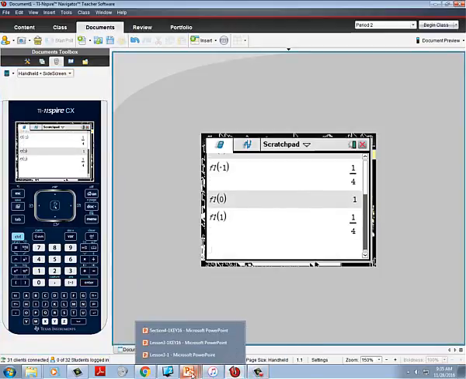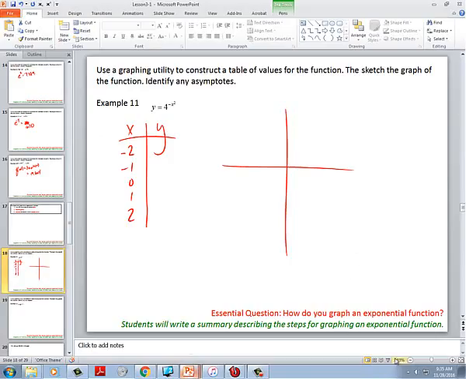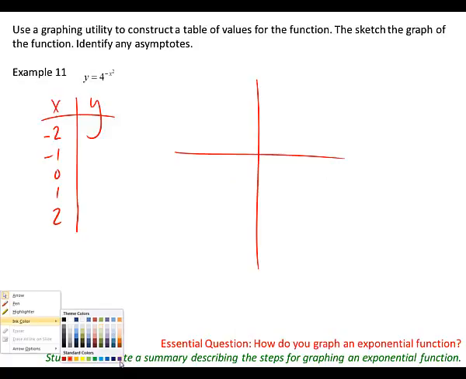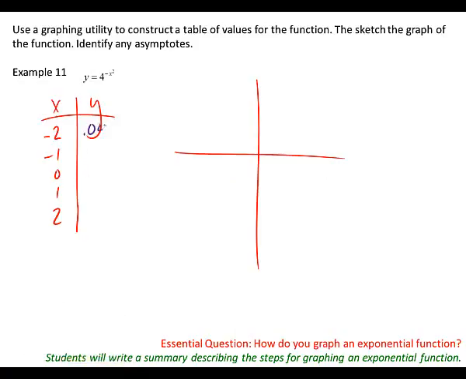Okay, so let's fill in our table. So 0.0039, this was 1/4, 0, 1/4, and 0.0039. And again, you're going to do a sloppy graph. We're going to get the idea. So for the work in your homework, you're going to show me your value tables, and you're going to sketch your graph. Okay? And then we'll identify the asymptotes here in a second.